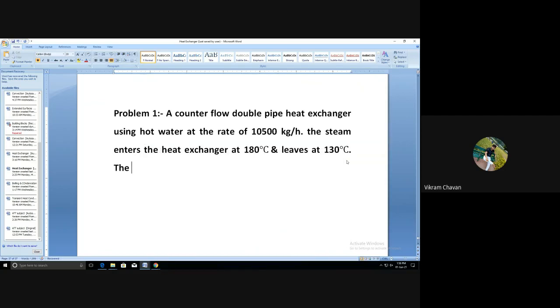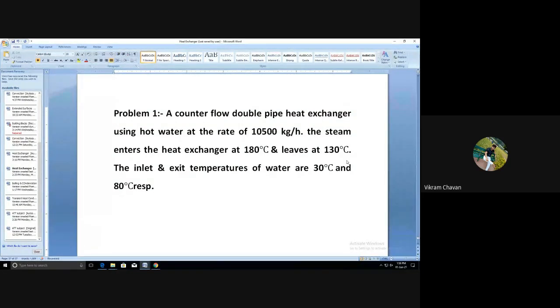The inlet and exit temperatures of water are 30 degrees Celsius and 80 degrees Celsius respectively.